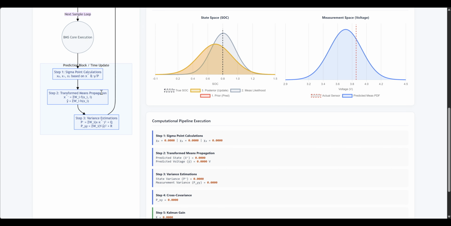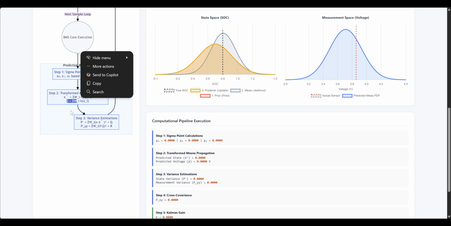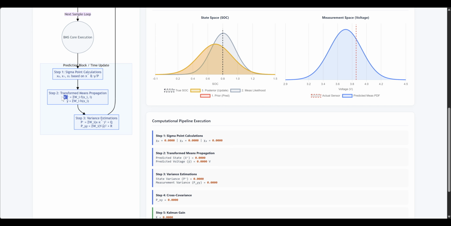Here you will be determining the mean of the state and the mean of the measurement, which is the predicted one. In our case the state is the SOC, so you will be determining the mean SOC, and the measurement is the voltage. So you will be determining the mean voltage, that is the predicted one, in this particular step.